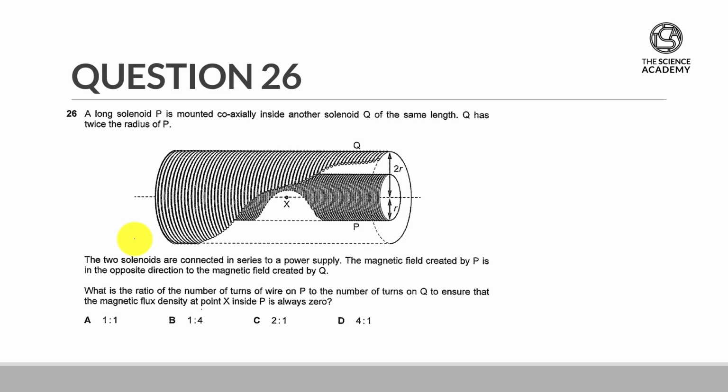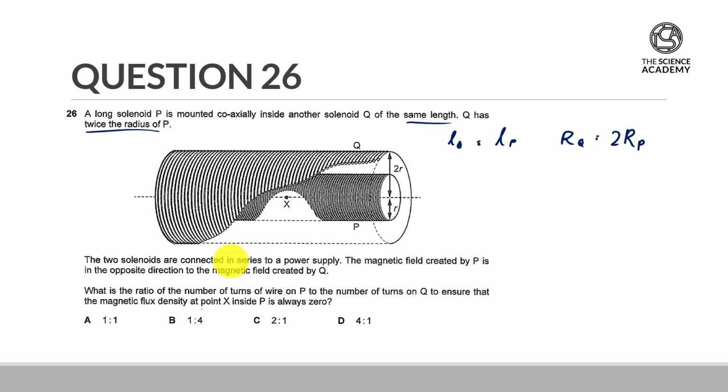Next, in question 26, we are told that we have two long solenoids, P and Q. Both have the same length. However, Q has twice the radius of P. So let's just write it down. Length of Q is equal to length of P. However, radius of Q is equal to twice the radius of P.